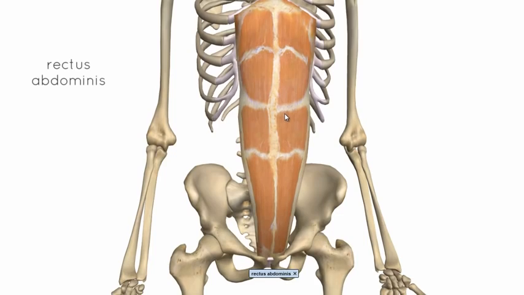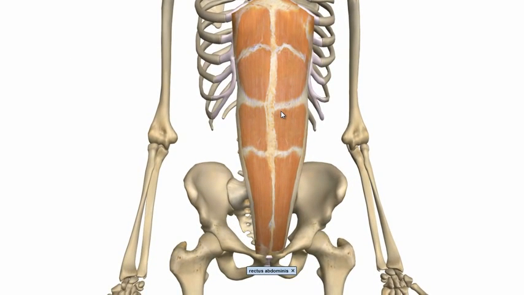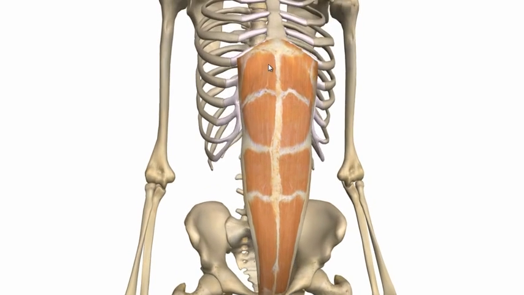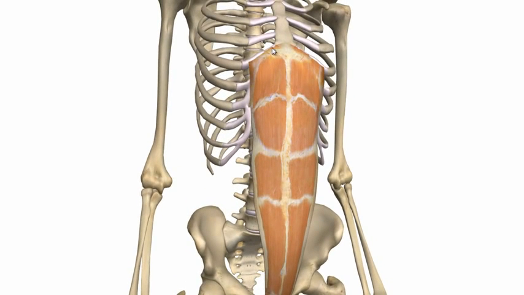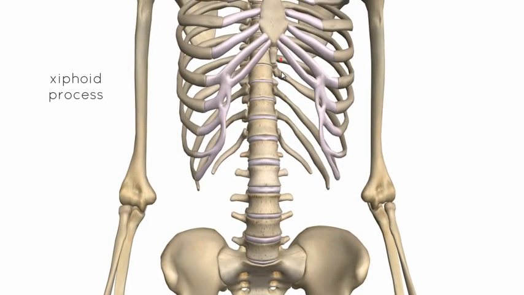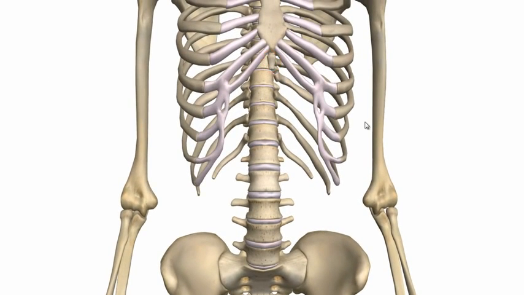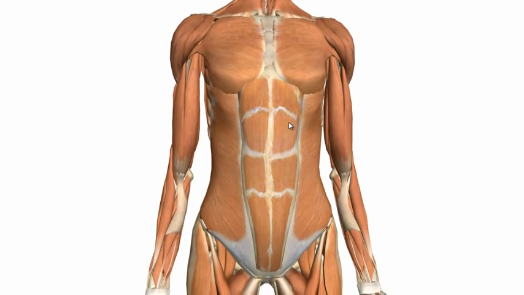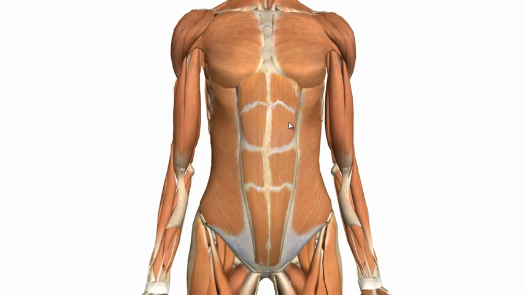So I've just isolated the muscle, and we'll take a look at the origin and insertion. The rectus abdominis muscle originates on the pubic symphysis and pubic tubercle, and superiorly it inserts along the costal margin, so the costal cartilages, and also on the xiphoid process. You can see the xiphoid process here. What this muscle does is it can flex the vertebral column, and it's also involved in the other functions I mentioned at the start of this tutorial.